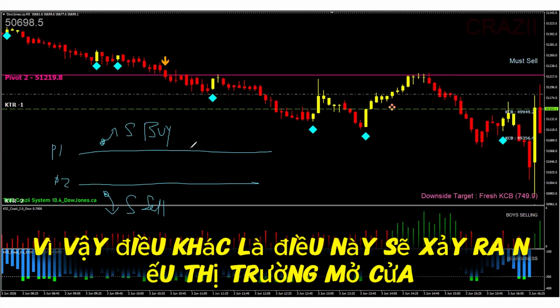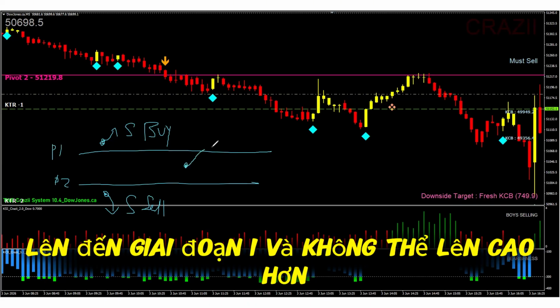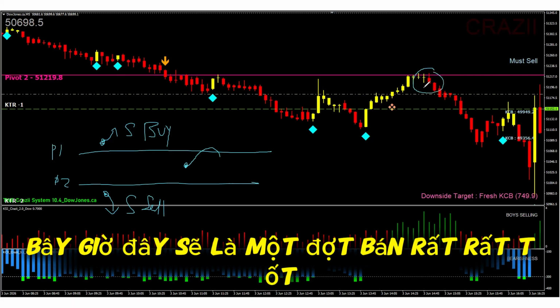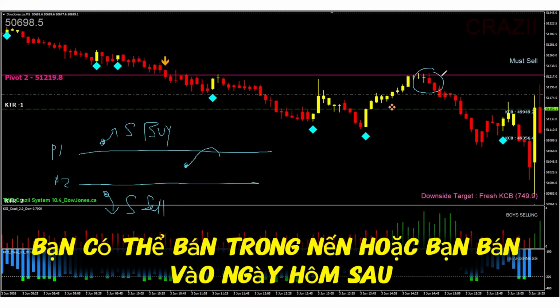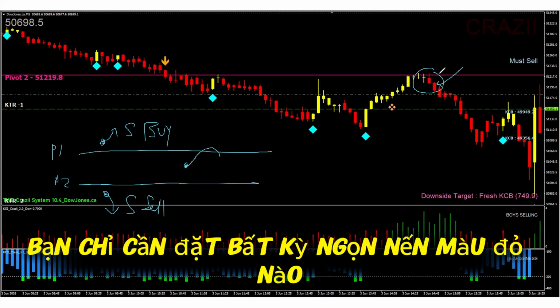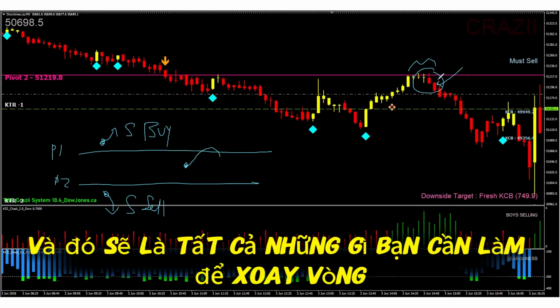The other thing is this: what if the market opens, goes up to pivot 1 and fails to go higher, like this case right now? This will be a very, very good sell. So how do we sell? Very simple. You can sell during the candle, or you sell the next day. Your stop loss, you just put at the highest point of the red candles. That will be all you need to do for pivot.